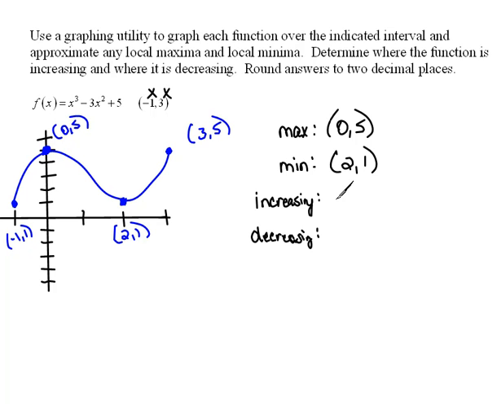it hits an x value of 0. So that would be -1 to 0, it's increasing. Then it turns around and it goes back down, or it decreases, starting at an x value of 0 and ending at an x value of 2. So from 0 to 2, it's decreasing. Then it turns around and it goes back up again, starting at an x value of 2 and ending at an x value of 3. It is increasing again. So we have those areas.